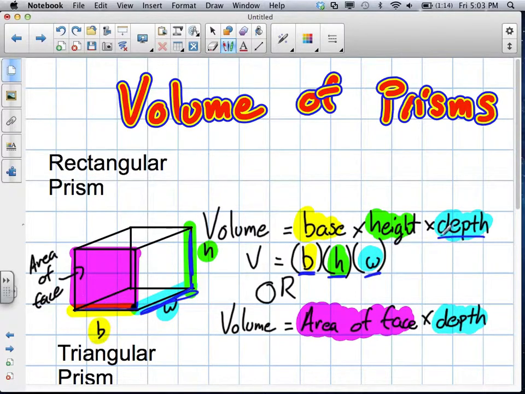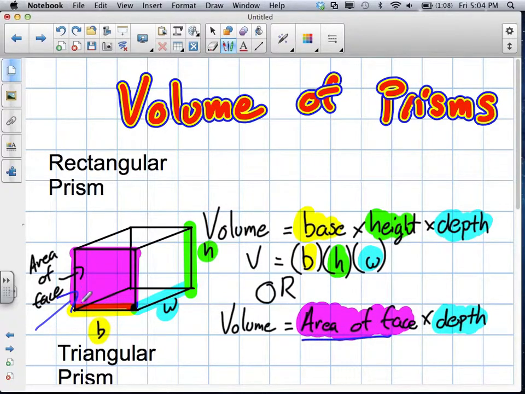Okay. The reason I use the word depth is because I want to show you another way to find volume of a prism. Another way you can find volume of any prism is the area of the face times the depth. So this is volume of any prism. You just have to figure out what the face of the prism is. So here's the face of the prism. Okay, it's our rectangle.